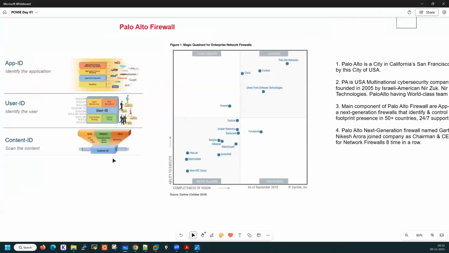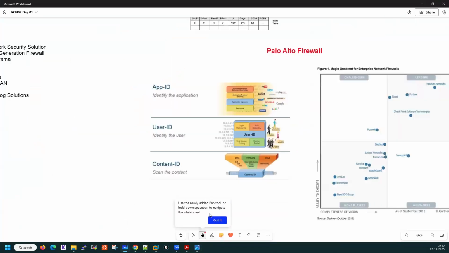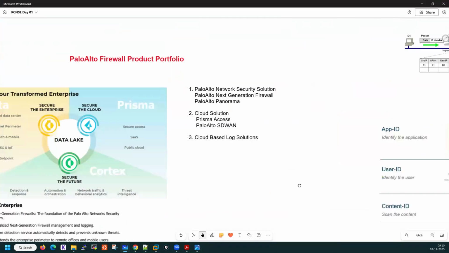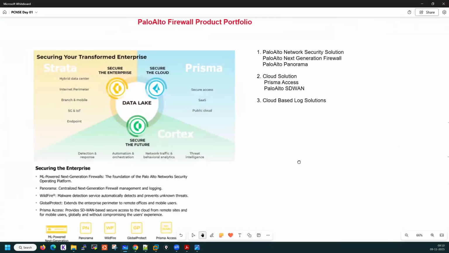Okay. So let me start with the Palo Alto Firewall product portfolio. So, guys, if we discuss the Palo Alto Firewall product portfolio, then Palo Alto offers three types of solutions majorly. Majorly, it offers devices for three types of security. The first solution they have offered basically for cloud based devices.